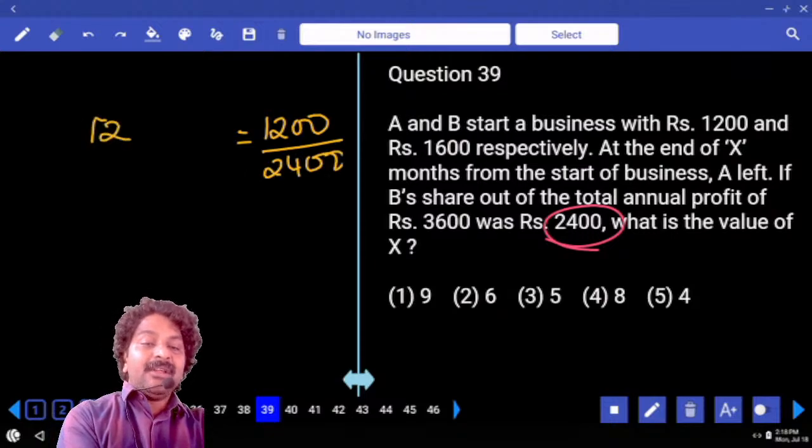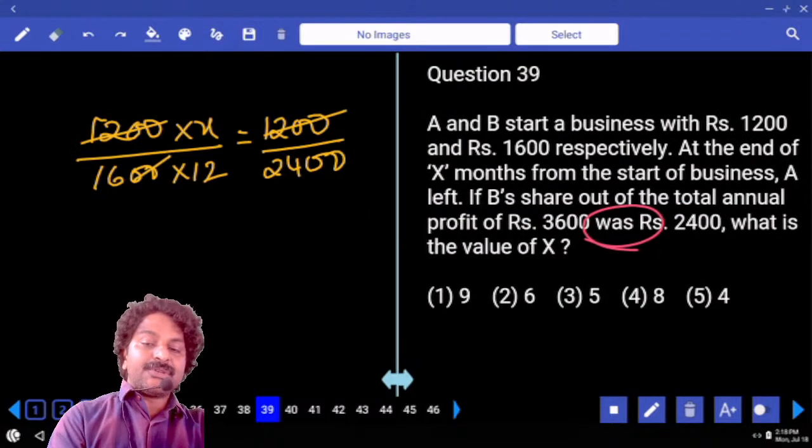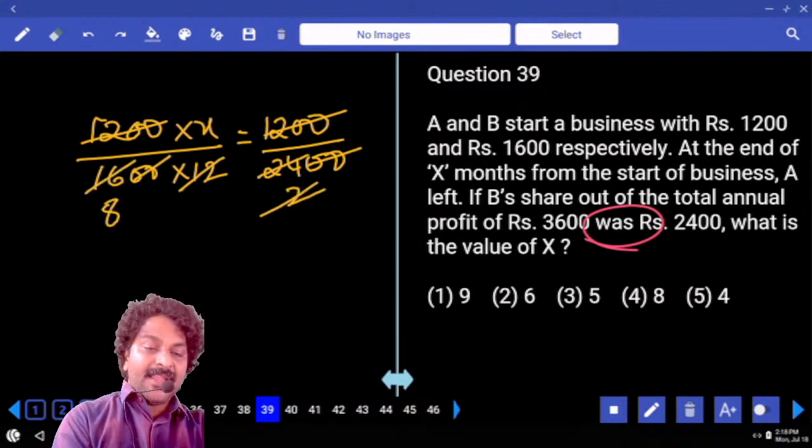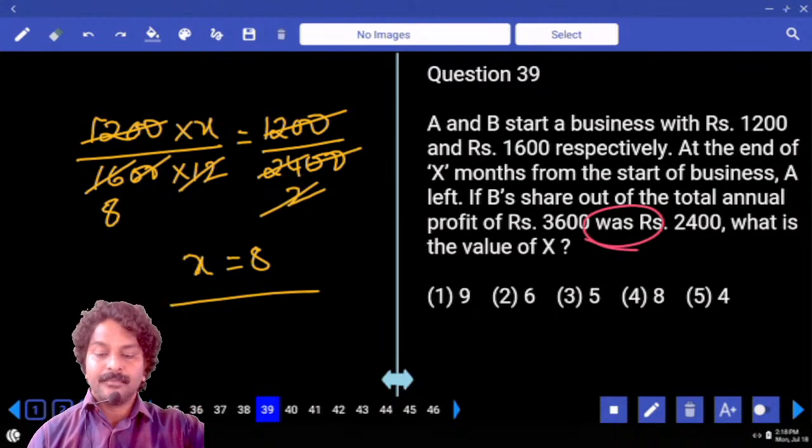A invested 1,200 for X months. B invested 1,600 for 12 months. 1,200, 1,200 cancel. 2 zeros cancel. 12, 2 times, 2, 8 times. So X is equal to 8.